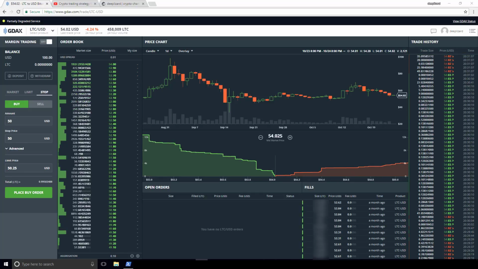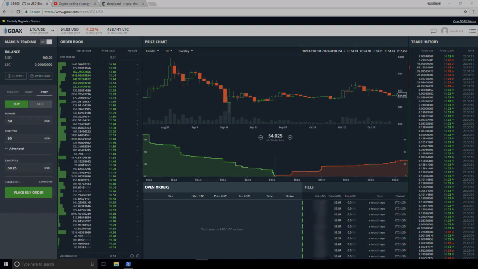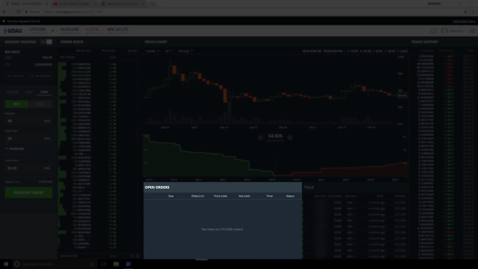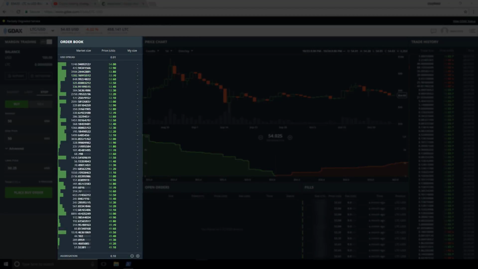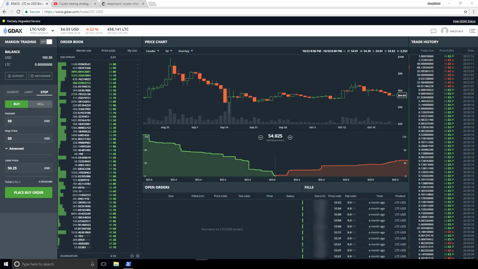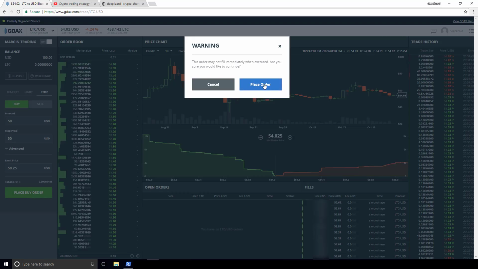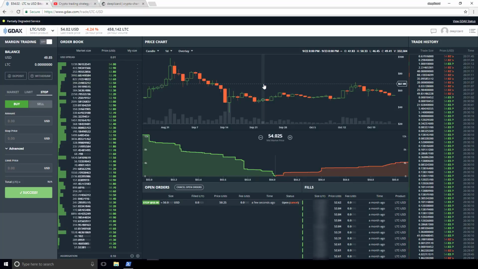Now, we're going to go ahead and place this buy order. I want you to be paying attention to the open order section. You're going to see the open order hit the open order section. The next thing I want you to be paying attention to is the order book, right there at the limit price level, 50.25. Watch the order book and the open order section and see what happens. We're going to click buy in 3, 2, 1. We get our warning. We have to click place order. Let's do it.